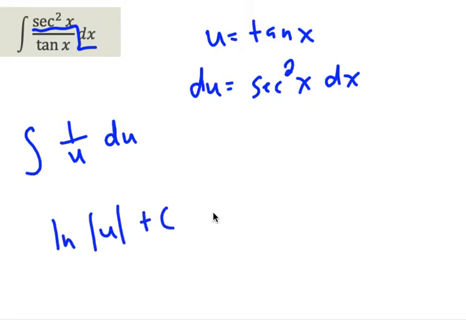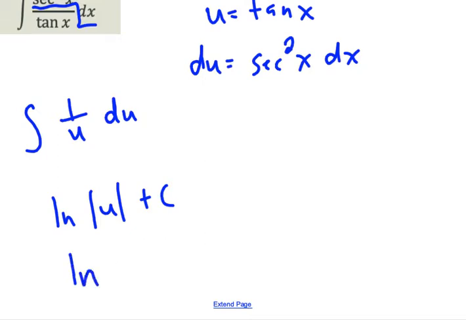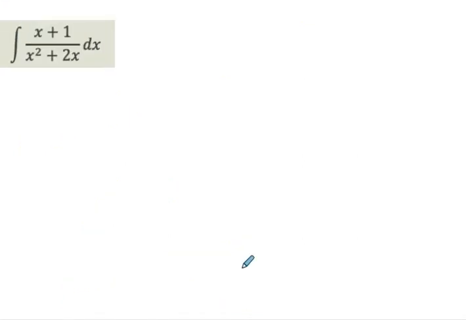So this is ln. Do I need absolute values? Yes, because tangent can be negative. So there's your final answer. Okay? Maybe we will get through these. We're just trucking along.